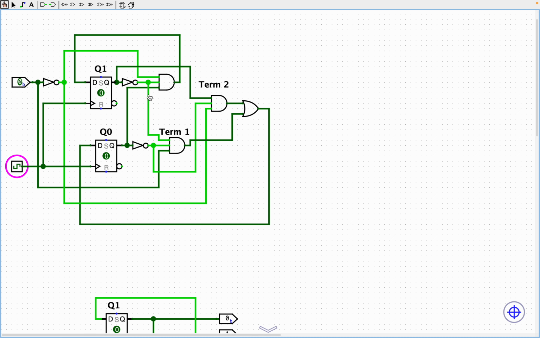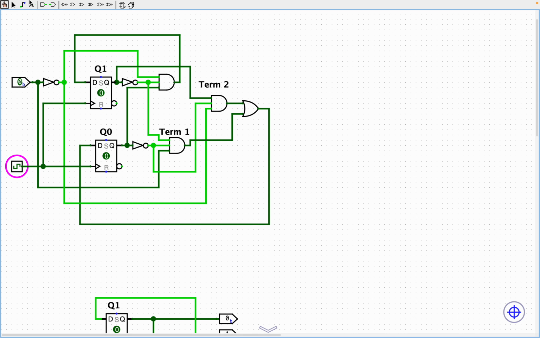Okay, and then we have this third AND gate with 3 input pins. That's for the Q1, which is the output of the first flip-flop, the NOT Q0, and the NOT input. And so this is going to be our term 2. And this one right here, our term 1, is for the NOT Q1, NOT Q0, and the input. And we combine both of those with an OR gate. That's from our second equation.